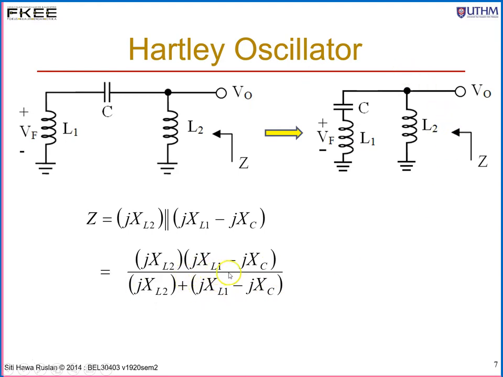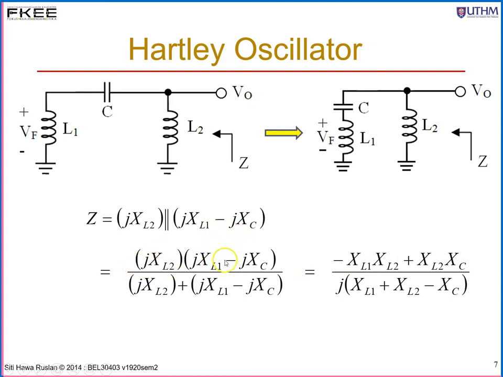Simplify this equation. Open the parenthesis. jXL2 multiplied with jXL1 will give you minus XL1 XL2 because j squared is minus 1. jXL2 multiplied with minus jXC will give you plus XL2 XC. And at the denominator, you have j XL2 plus j XL1 minus j XC, so we can rewrite that as j in brackets XL1 plus XL2 minus XC.